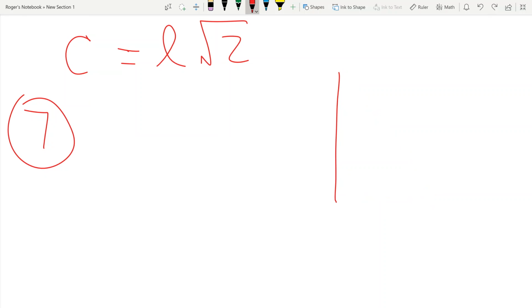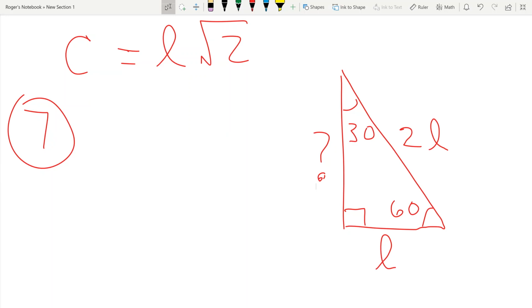In example number 7 is also a special type of right triangle. So here we have another special right triangle, a 30, 60, 90. 30, 60, 90 is a very common type of triangle. The sides, again, have a special pattern. If the short leg is L, if the longest side is 2L, then the question is, what is the third side? So the third side is what we're looking for.